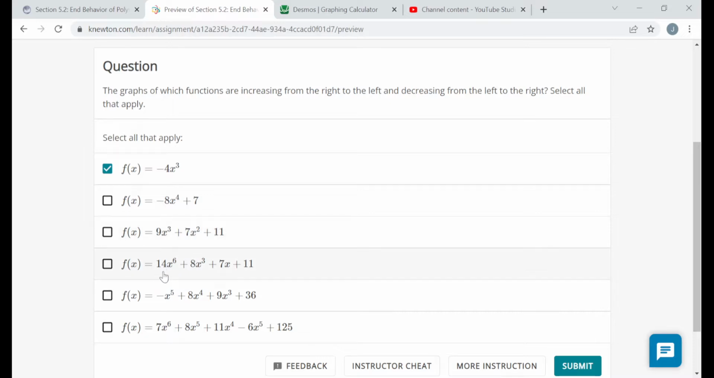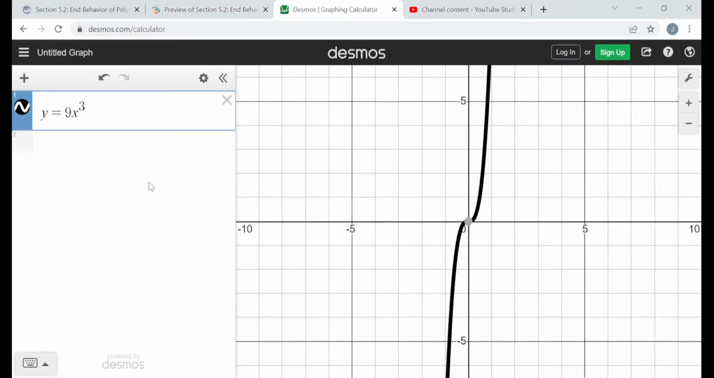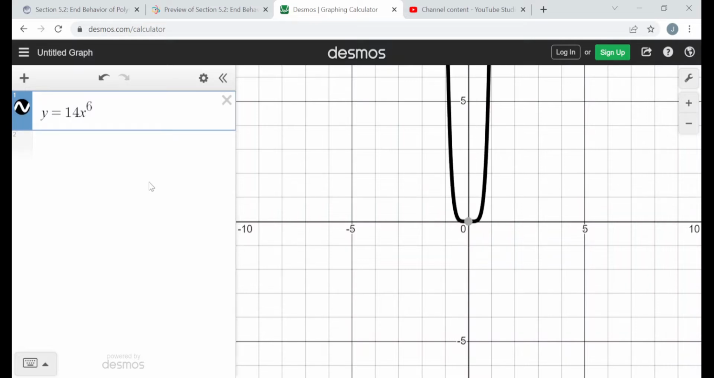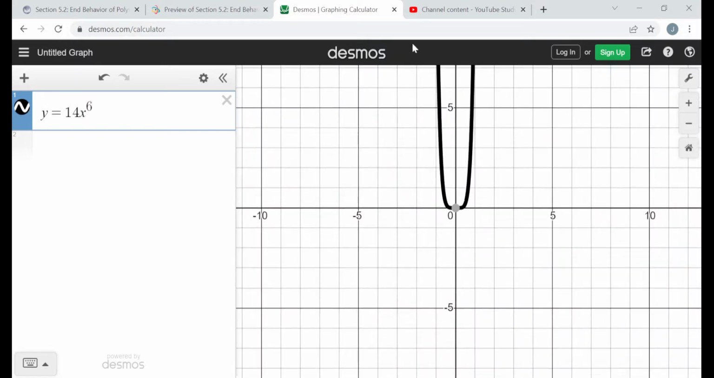Here, f of x equals 14x to the 6th, and this is a degree 6 polynomial, even degree with a positive lead coefficient. So this is going to be going up on both ends. Right? The graph will be going up to the left and up to the right. Again, all I really need to show you the end behavior is the lead term. See, there's 14x to the 6th, and there was some other stuff, but see how it's going up to the left, up to the right.